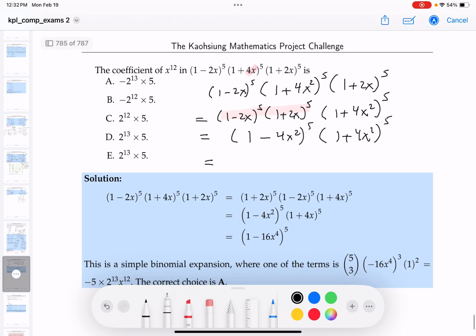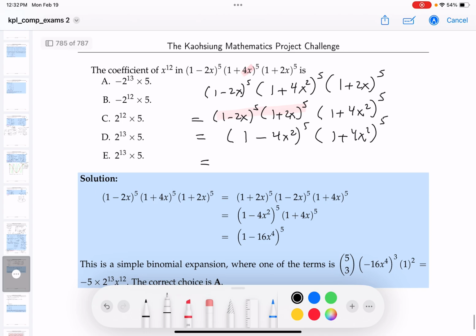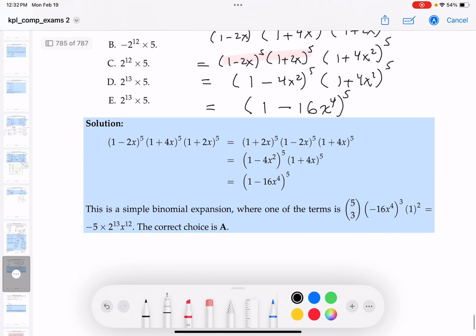Again, I'm looking at these two, and I can multiply those two together as well. And what do I get? I would get 1 minus, it's a difference of perfect squares again, x to the fourth power to the fifth power. All right? Now, why does this make it easier for me? I got a binomial theorem that I could actually do the work now.